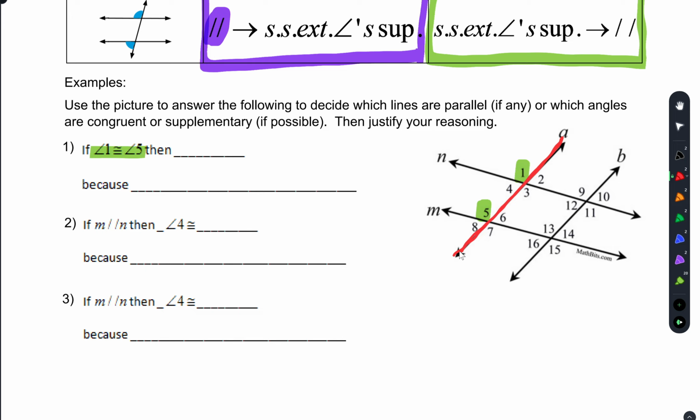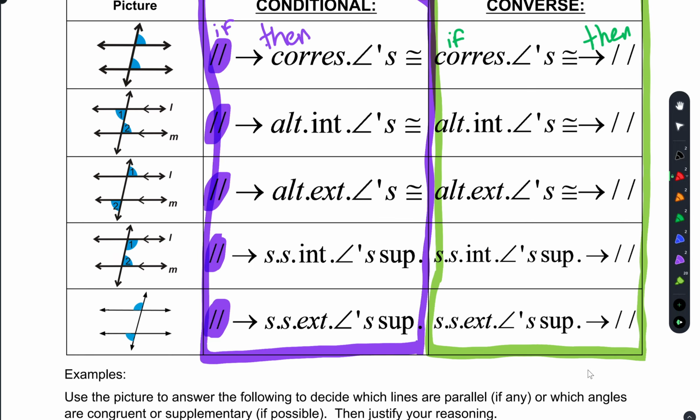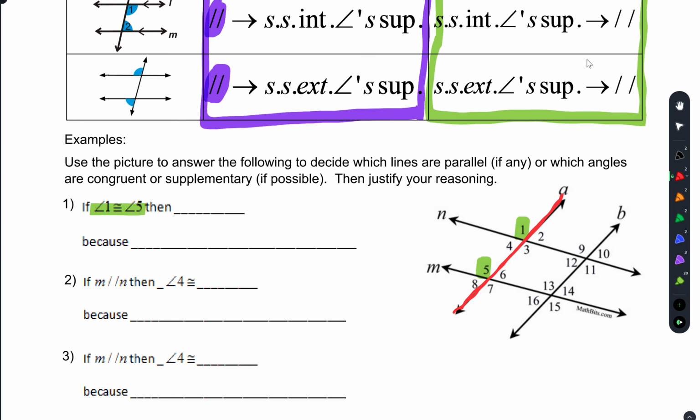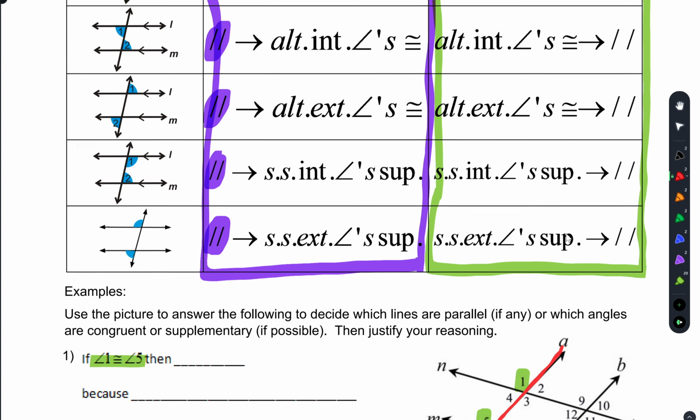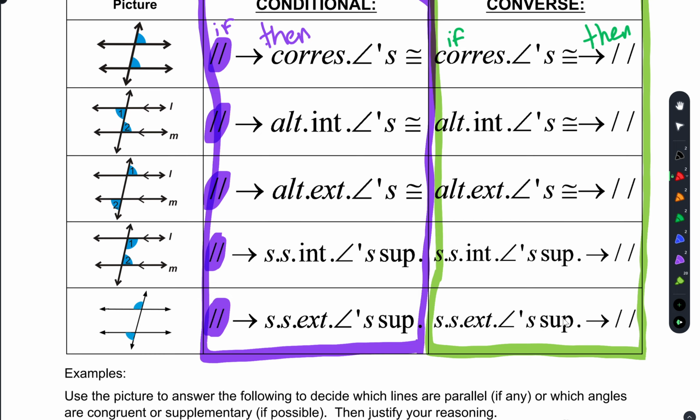That's my transversal. If those 2 angles are congruent, then can we say something about our parallel lines? Well, first, what's the relationship between those 2 angles? What would we call those? One of our 5 reasons up here. What are 1 and 5? Caitlin? Yeah, they're corresponding angles. Perfect. They're in the same location on that intersection, like the northwest location. So if corresponding angles are congruent, then lines are parallel. That is one of my reasons, so I can use that here.